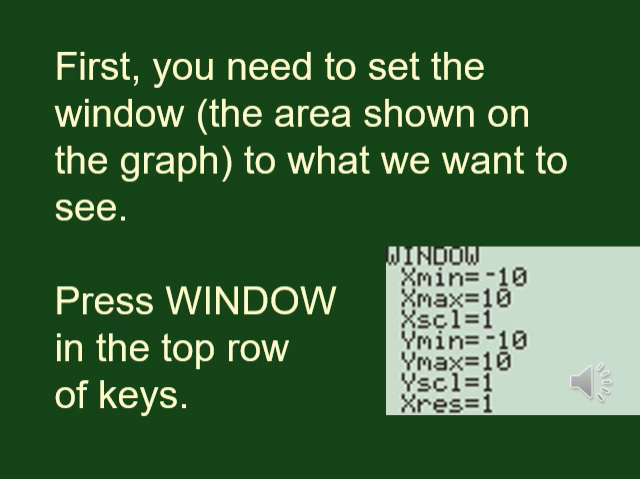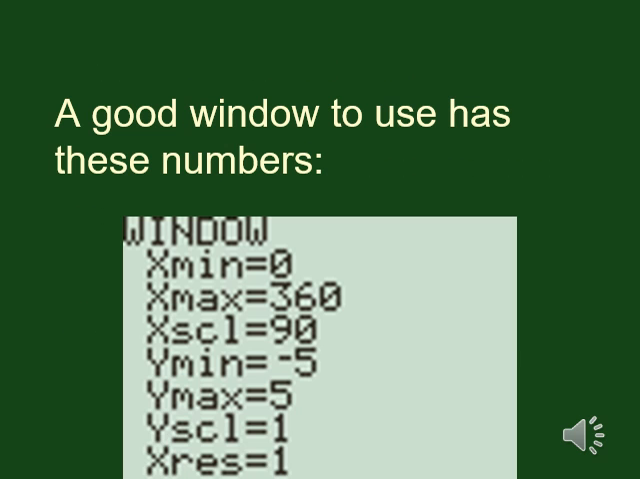To do that, you need to press the key in the top row that says Window. Here's a typical window you might use to make trig graphs. I have X going from 0 to 360, counting by 90s, and on the Y, I have it going from -5 to 5, counting by 1s. Basically, we're stretching out the Y-axis and squeezing together the X-axis to make a whole graph fit nicely onto the screen that our calculator shows. If you set this, your graph will look pretty decent when you graph trig functions.